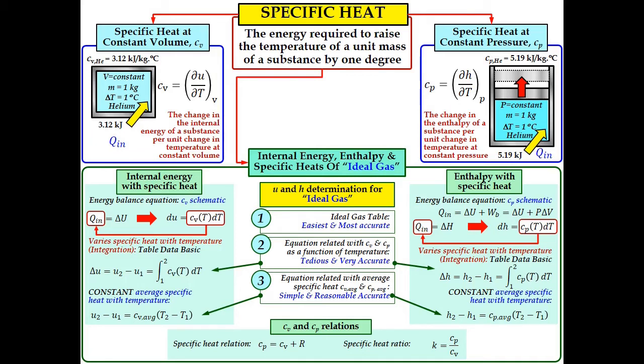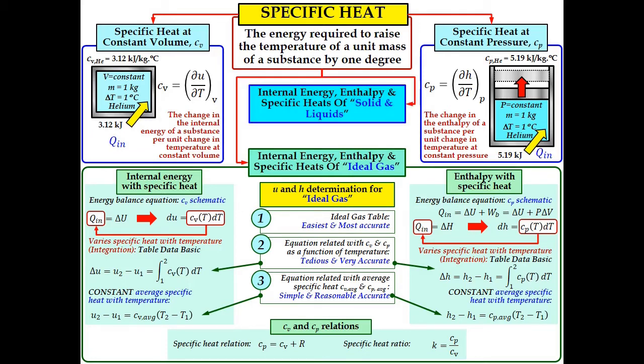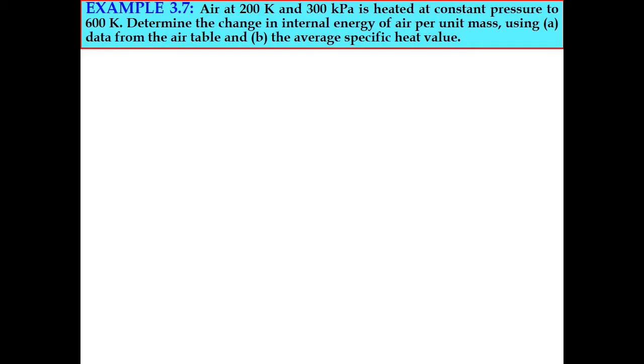Okay, so this is the explanation for specific heat in terms of definition, equation, and the approaches that can be used for the ideal gas. So we have here the relationship between internal energy, enthalpy, and specific heat for the ideal gas. Later on we will discuss the internal energy, enthalpy, and specific heat relationship for solid and for liquid. Okay, now let's look at an example for the specific heat.